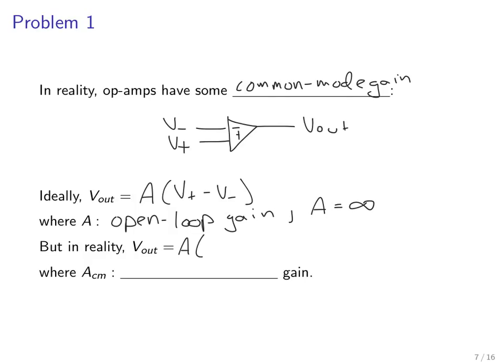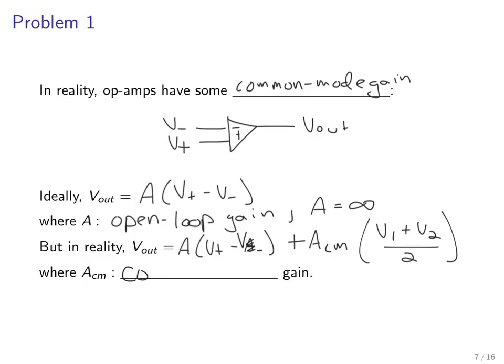a more realistic equation is that yes, we have this large open loop gain that multiplies the difference of the 2 input signals. Sorry, that should be a V minus. But at the same time, we also have this non-negligible common mode gain, A sub Cm, that scales up the sum of the 2 signals. Right? So if we have the same noise source, for example, on V1 and V2, they would be canceled in this part of the equation, right, because we'd be subtracting them out, but they would actually be summed together in this part, and then scaled by this common mode gain A sub Cm. So again, A sub Cm stands for common mode gain.